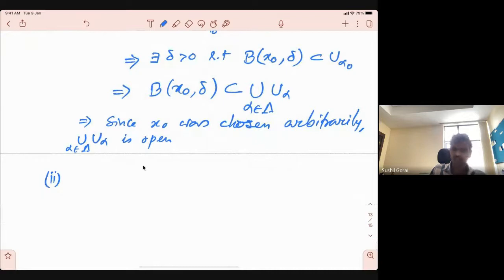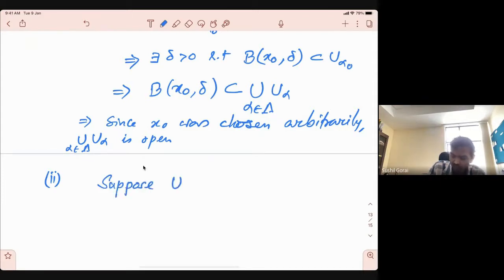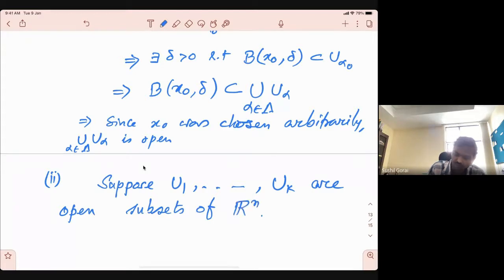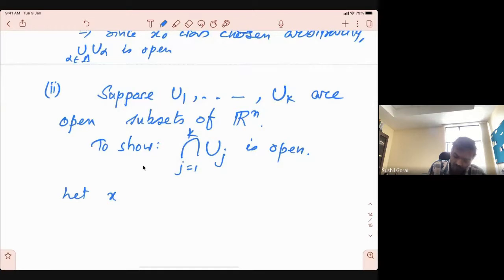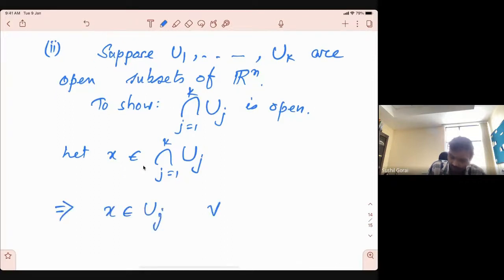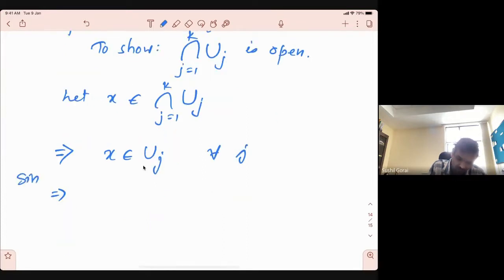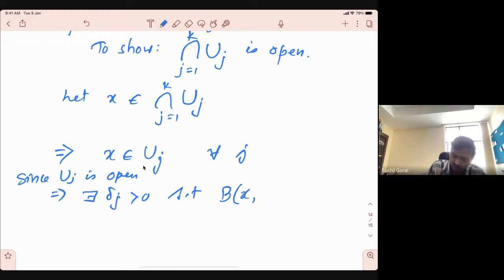Second one, so the technique for the second one is quite important, right? Suppose U1, U2, UK are open subsets of Rn. To show the intersection of Uj, j from 1 to k is open, let x belong to the intersection of Uj, j equal to 1 to k. This implies x belongs to Uj for all j. So since Uj is open, there exists delta j greater than 0 such that the ball centered x radius delta j lies in Uj.